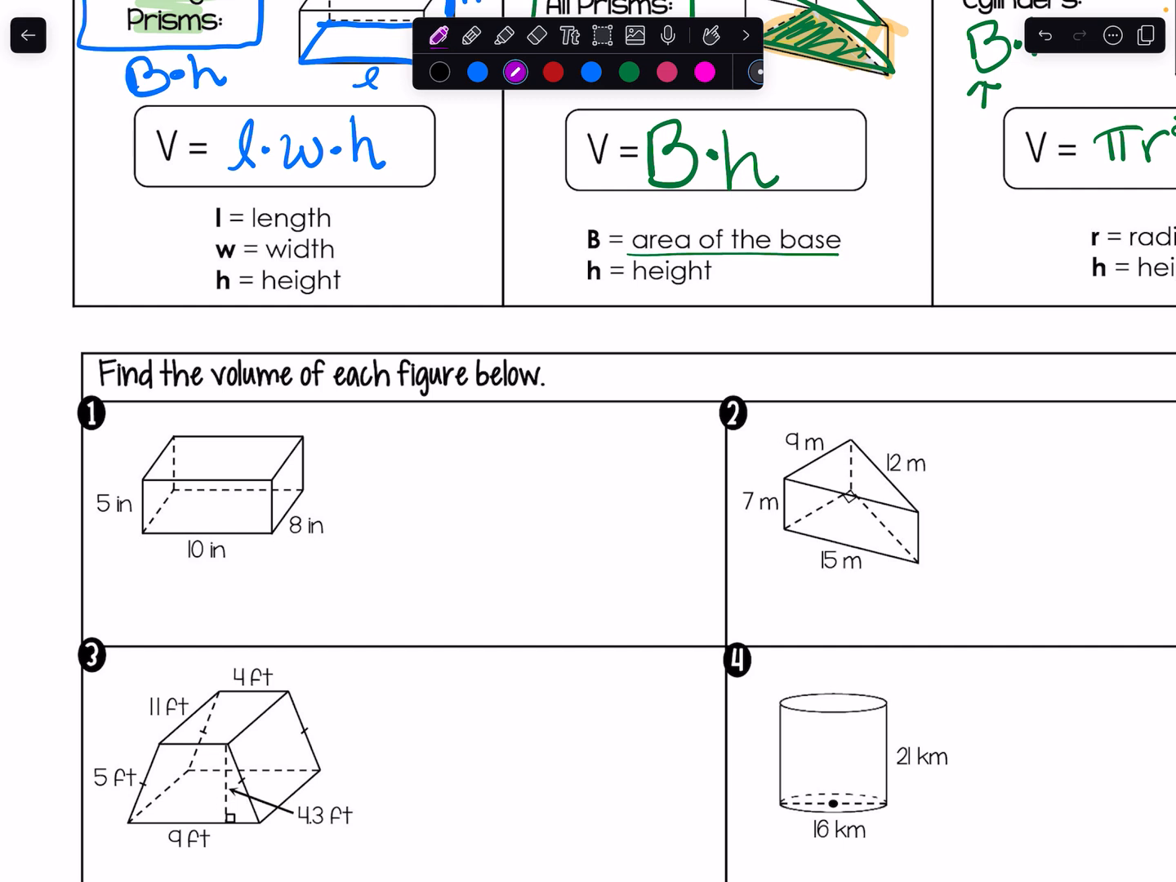All right, now let's jump into some examples. Here is a rectangular prism. So here is a case where I can do length times width times height. I'm just doing 10 times 8 times 5, and that's going to give me 400. It's inches cubed. This is a new label that we're using. It literally means you could fit 400 cubes inside this figure if they were 1 inch by 1 inch by 1 inch. I'm double checking all my math here.